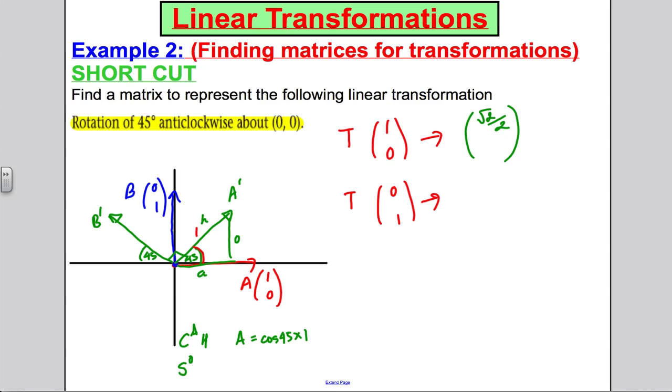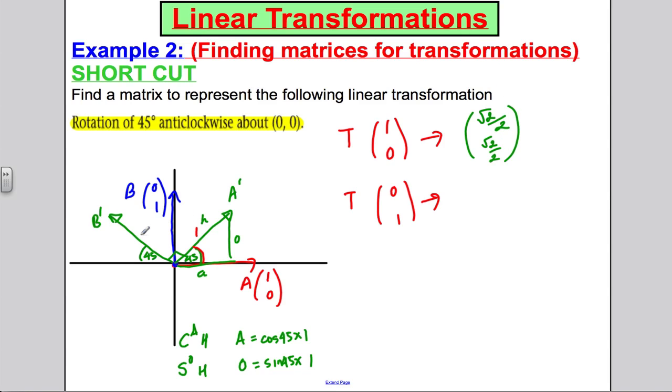So I use SOH. If I want to find the opposite, it's going to be sine 45 times the hypotenuse, which is 1. And if you type in sine 45 in your calculator, you again get root 2 over 2. So (1, 0) goes to (root 2 over 2, root 2 over 2). That there is going to be the first column of our matrix.